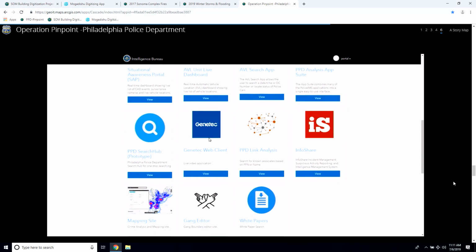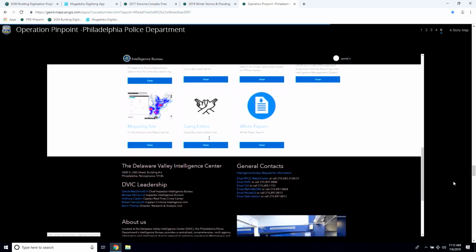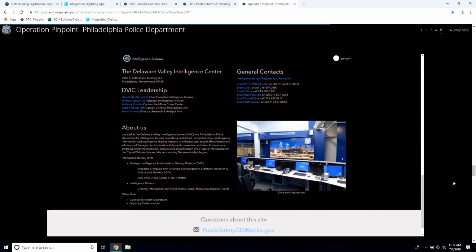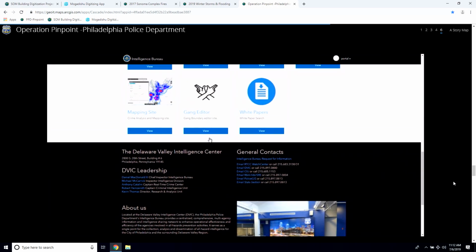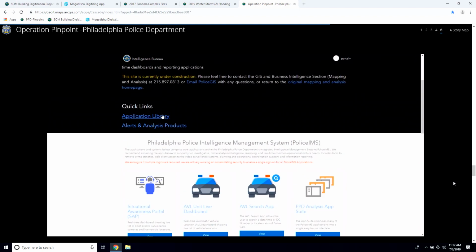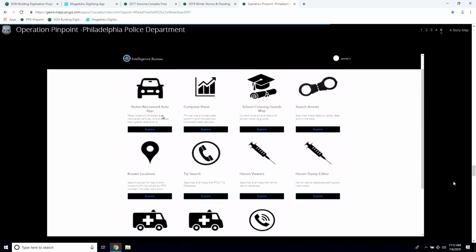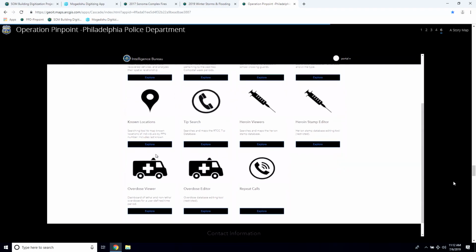And you can organize all your various apps in one place that are part of what we call the Police Intelligence Management System, or Police IMS, that combines the intelligence management and the camera surveillance and Genetec and all that. And now it makes it really easy for them to find what they're looking for, to find any alerts or analytical products that are just posted, as well as to look at the application library and pull that up. Once again, very easy to sustain.